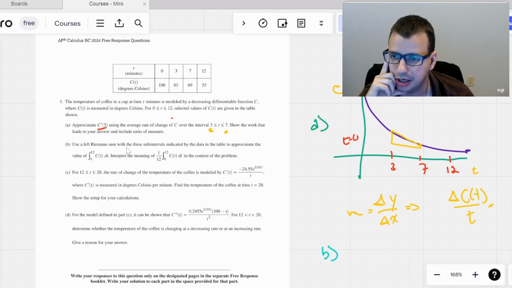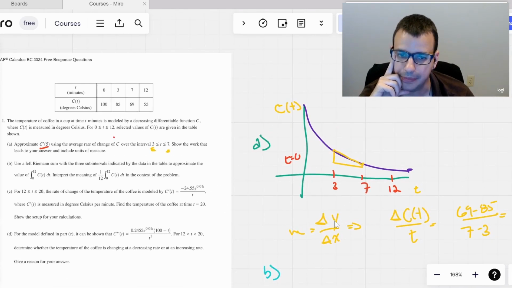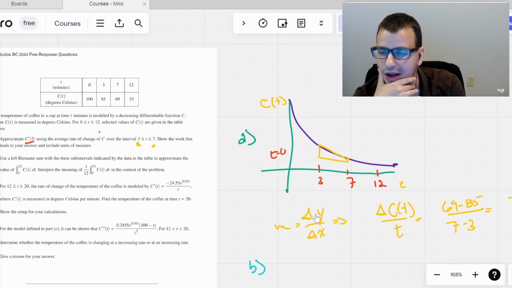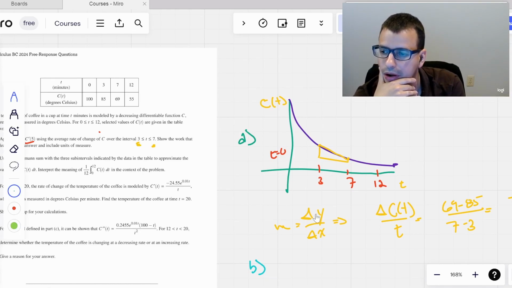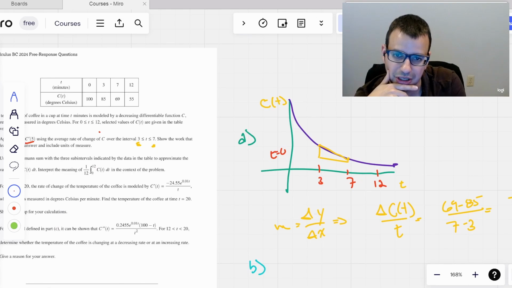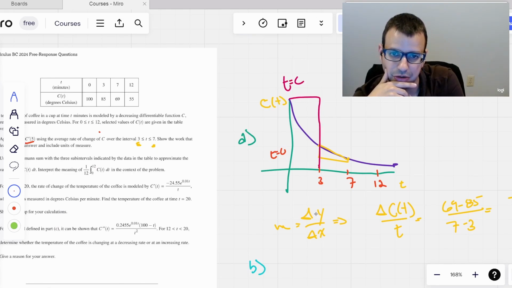Use a left Riemann sum with 3 subintervals indicated by the data in the table to approximate the value of the integral from 0 to 12 of C of t dt. Interpret the meaning of 1/12 of that. I have a graph already, so I'm just going to use the graph. We want to do a left Riemann sum, which means we're going to use the left side of where the graph touches. It starts at t equals 0.